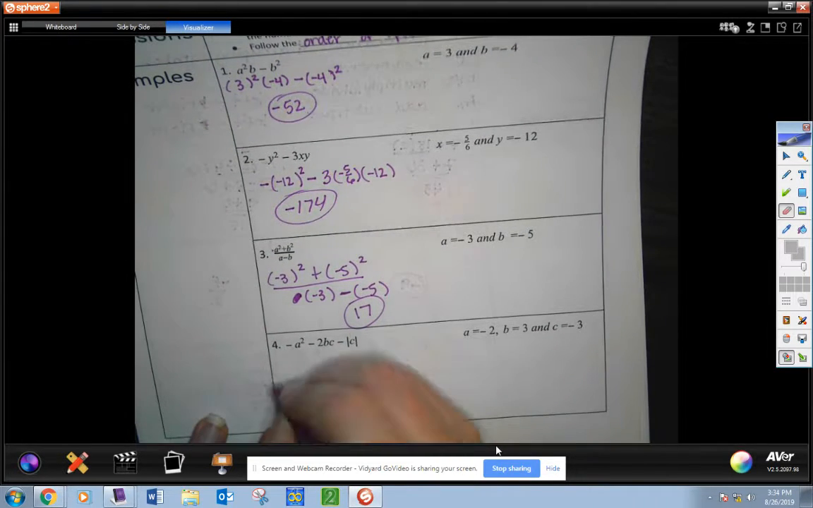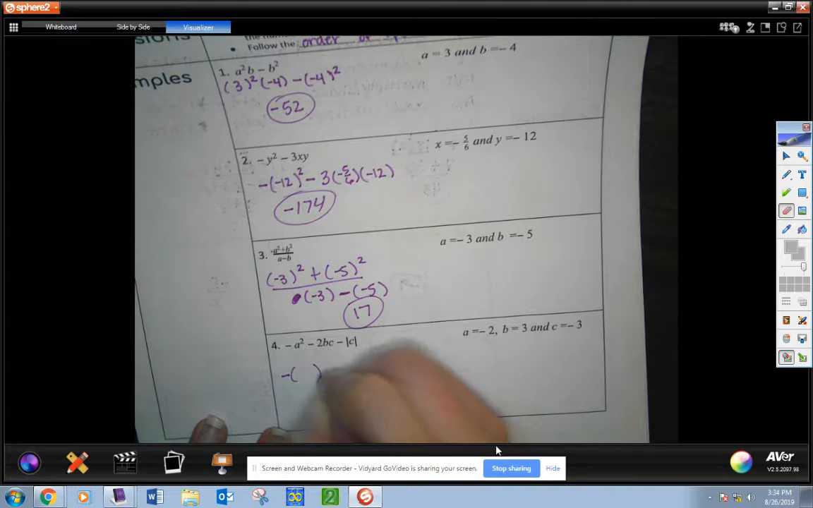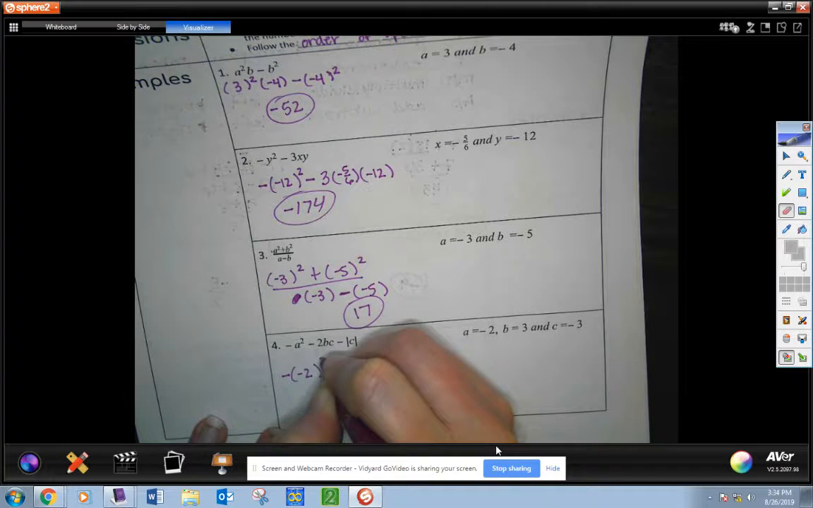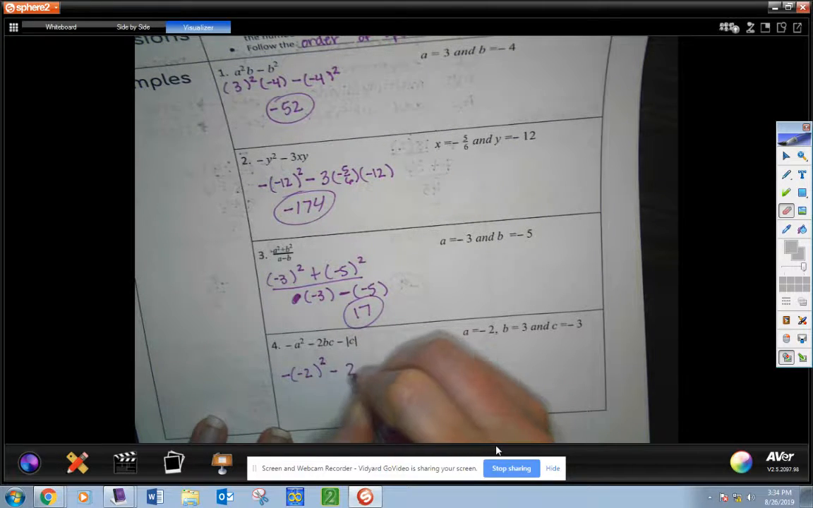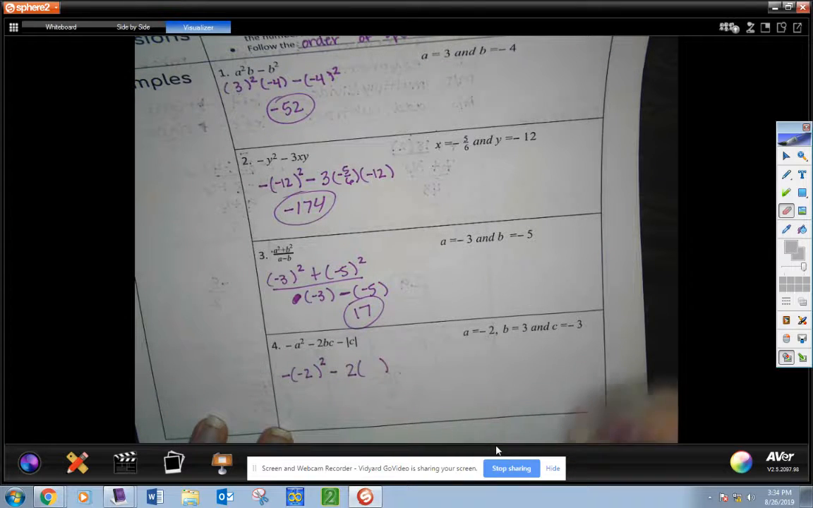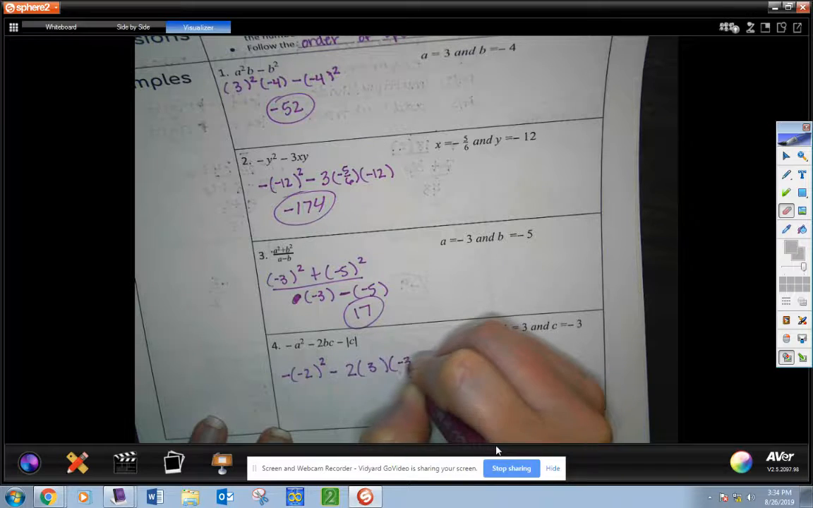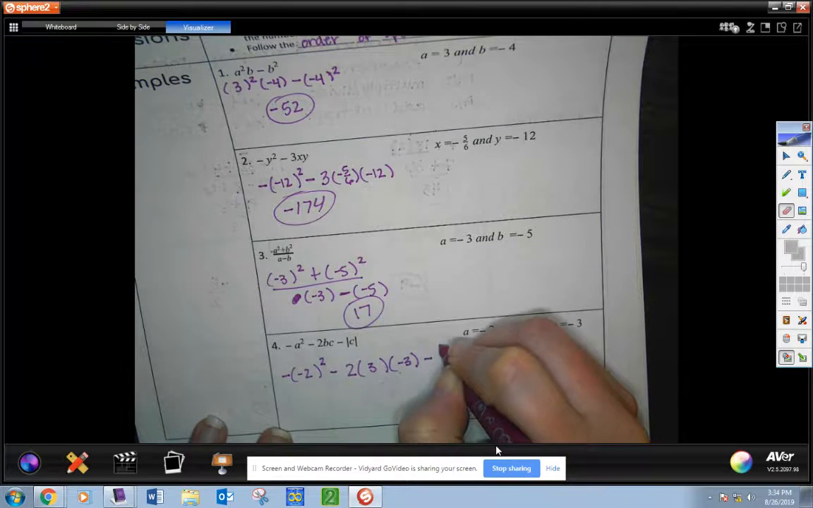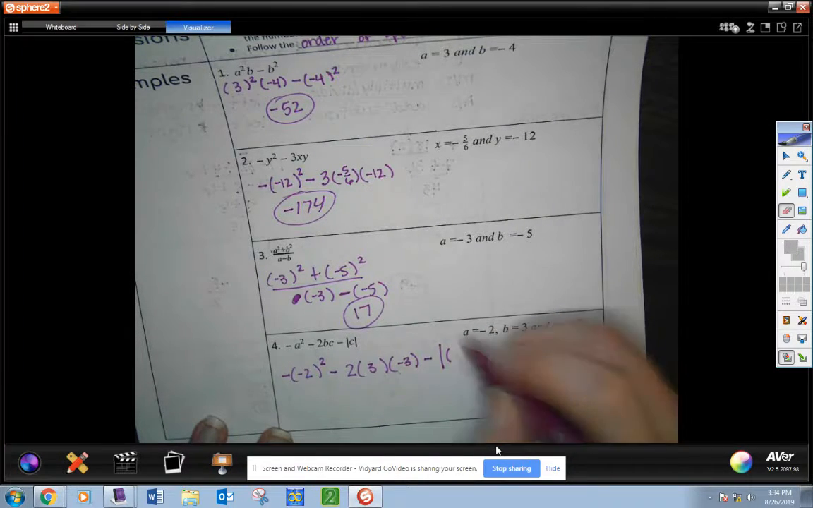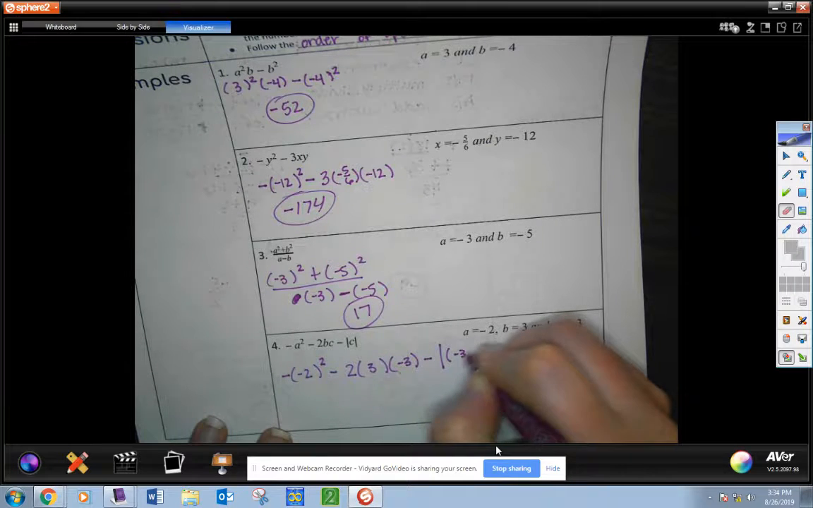Okay, for my last problem, I'm going to keep that negative, and I open a parentheses for a. A is negative 2, put the squared on the outside. Minus 2, open parentheses for b, which is 3. Open parentheses for c, which is negative 3. Minus, put my absolute value bar, open parentheses, and I put C, which is negative 3, close.